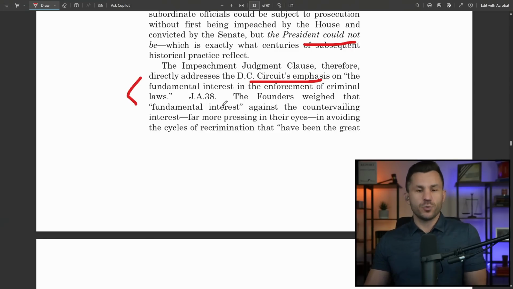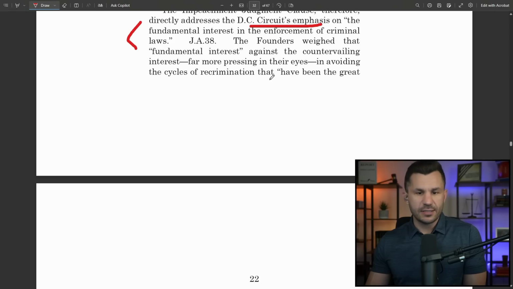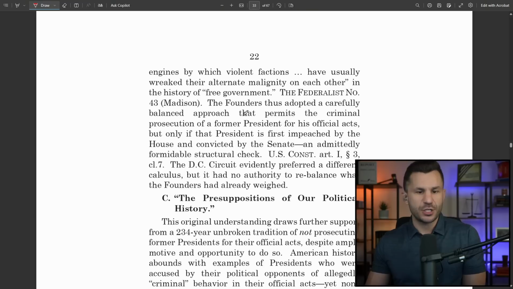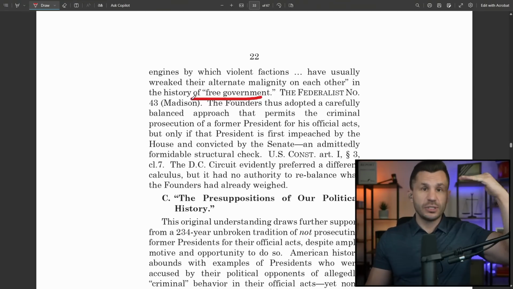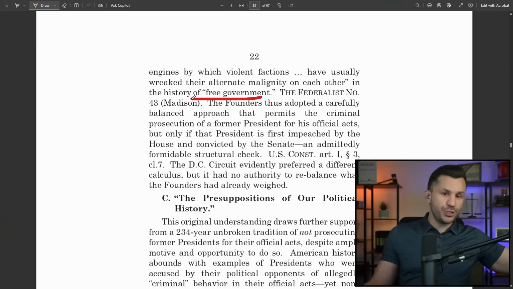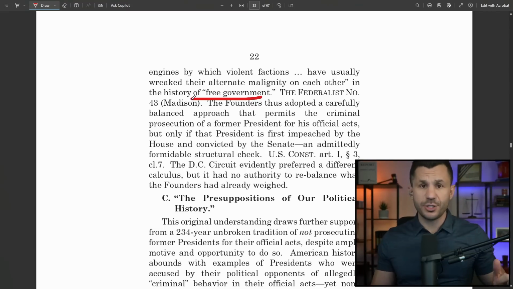Sorry. The founders weighed that fundamental interest against the countervailing interest, far more pressing in their eyes, in avoiding the cycles of recrimination that have been the great engines by which violent factions have wreaked havoc on each other and destroyed a free government. Political prosecutions of your opponents wrecks the country. Founders knew that. They said, look, you can only do that if you pass this political threshold. Like, both sides have to be disgusted by the person, impeached and removed. Okay, everybody says, all right, clearly criminal. Get rid of him and prosecute him. That did not happen here.